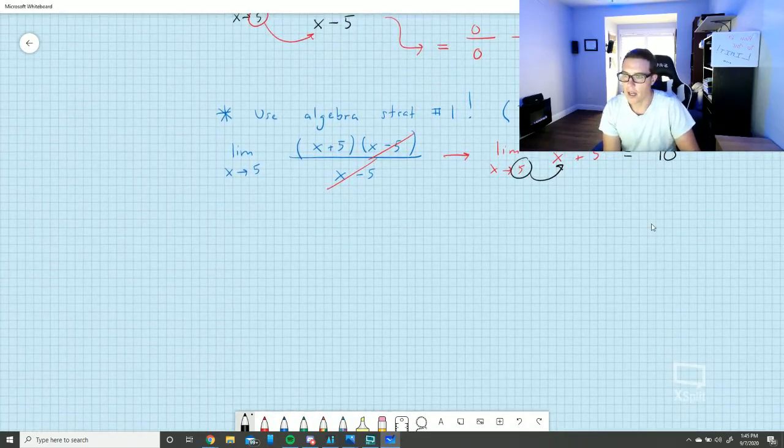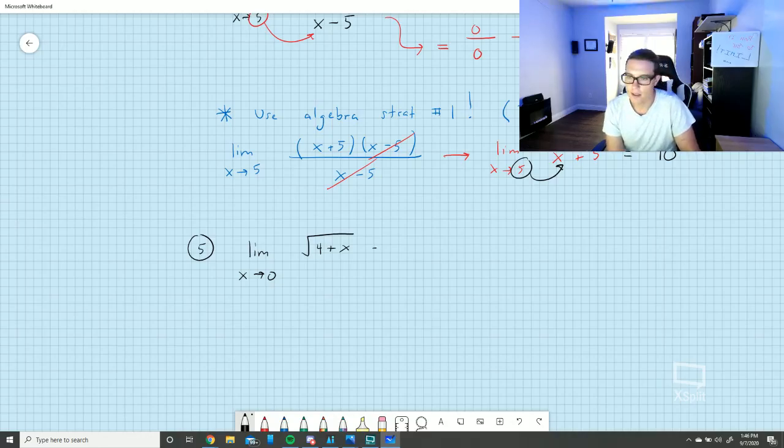What is our second algebra strategy? Well, that would be, and I'm going to give you a really bizarre one, if I gave you a problem that looked like this. This one is going to come into play when we start learning more of our algebra tricks. All right.